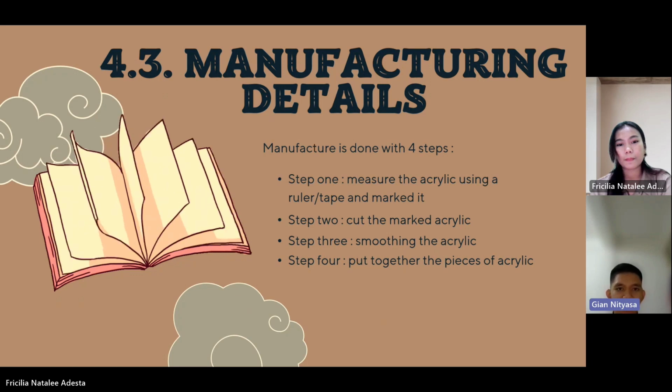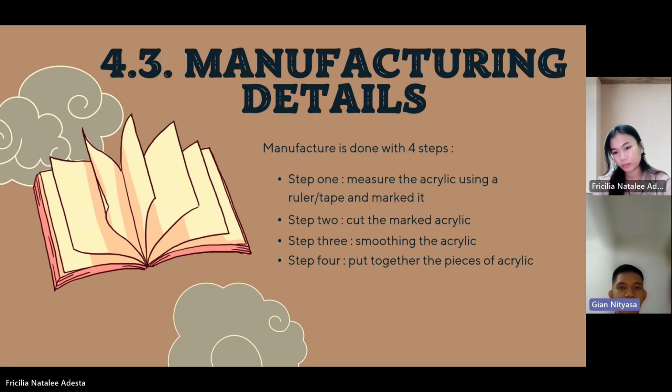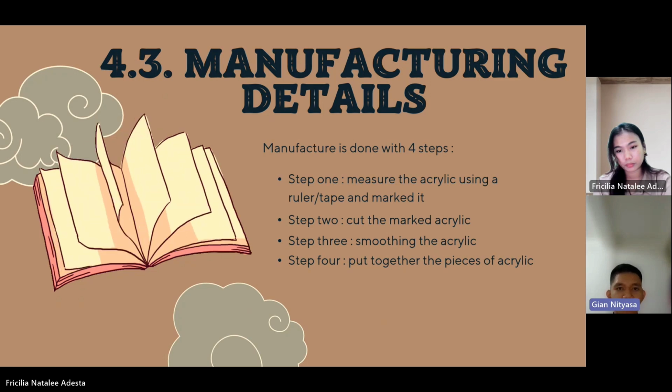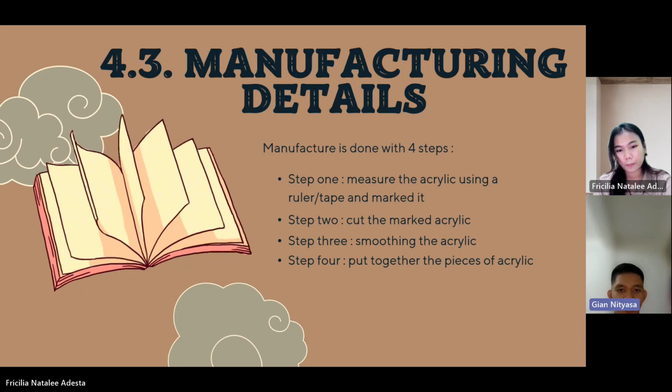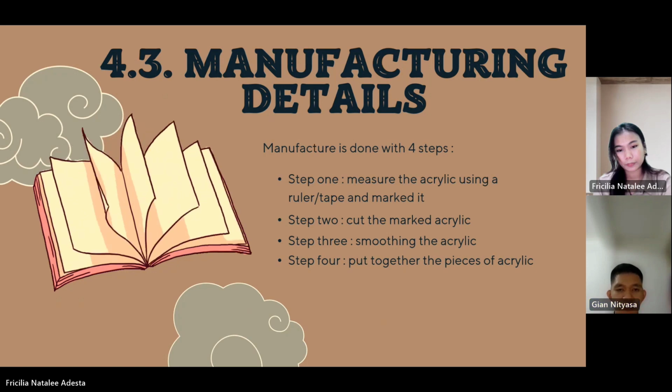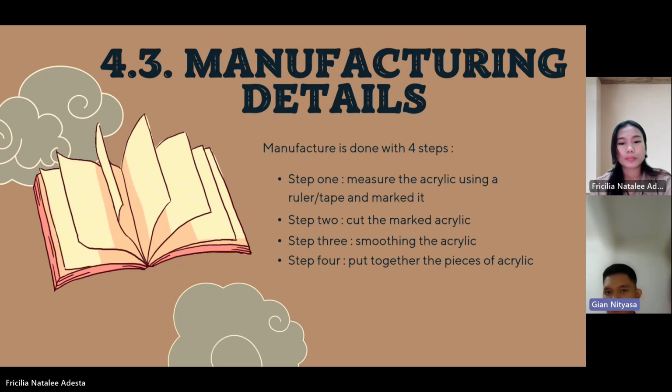And for the third, we use sandpaper to smooth the edge of the acrylic, because after cutting it using a saw or maybe any tools available, there's a rough surface on the edge of the acrylic, and we use the sandpaper to smooth it. For the fourth, we put together the pieces of acrylic, following the assembly of the SolidWorks model that we already made. We use an acrylic glue. Yeah, so next.